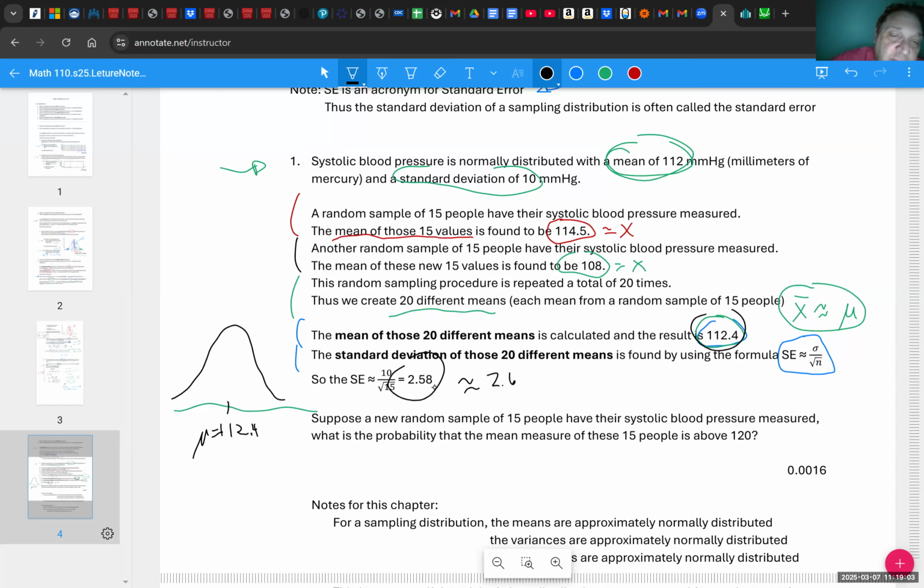So if I take 112.4 and I add 2.6, or I subtract 2.6, that's plus or minus one standard deviation.